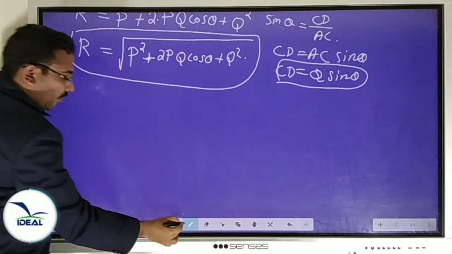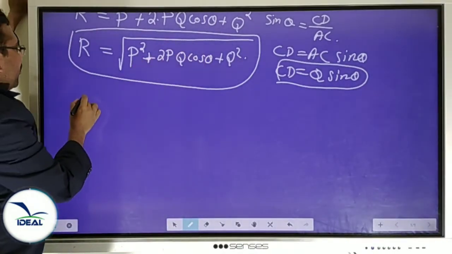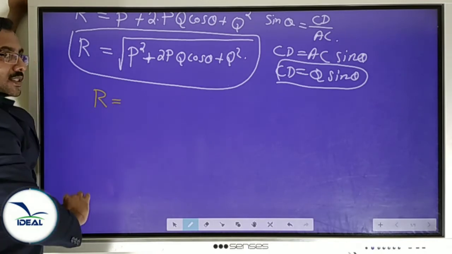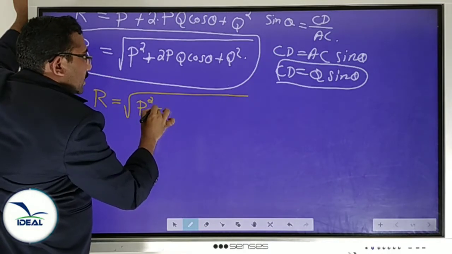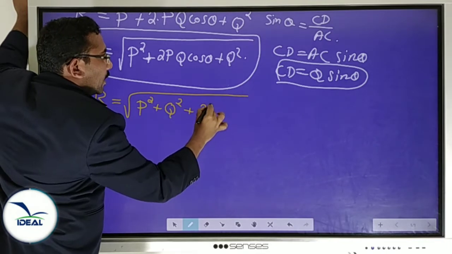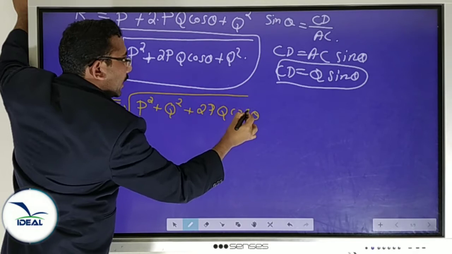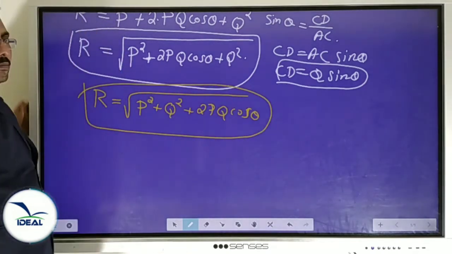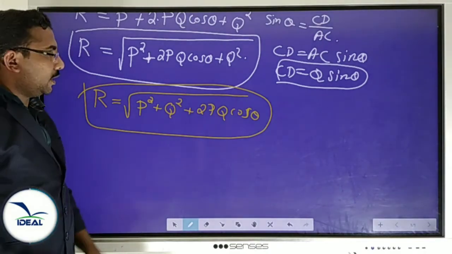What is the magnitude of the resultant of two vectors? Using the analytical method, we got an equation of the resultant. Magnitude of resultant R equal to root of P square plus Q square plus 2PQ cos theta. Very, very important equation and derivation. We get the magnitude of the resultant of two vectors.